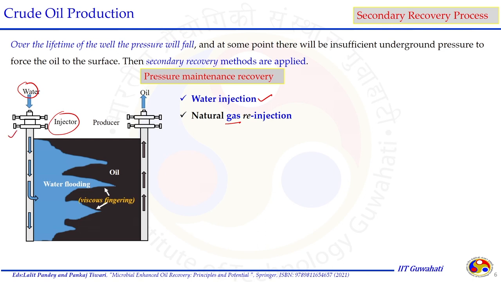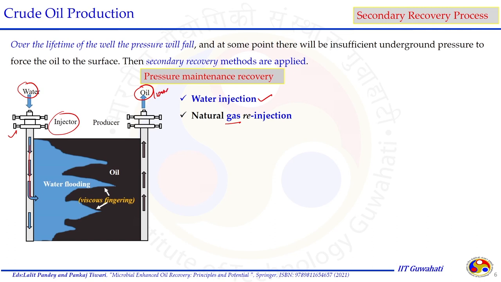So here this is our injector well through which we are injecting the water into the domain, and then the production well is giving us the oil. It will give us the oil as long as the water is not reaching towards the production well, and when it is reaching, then we will also get the water produced at this production well.